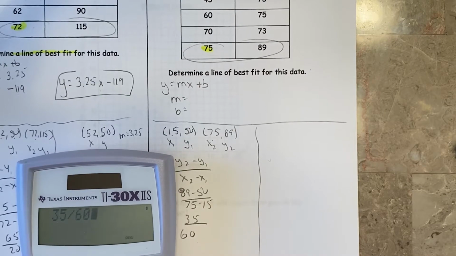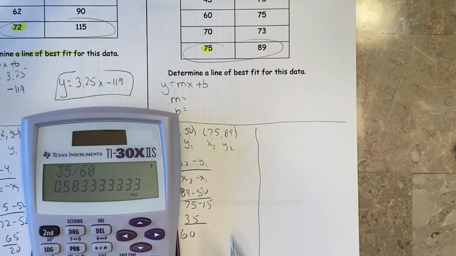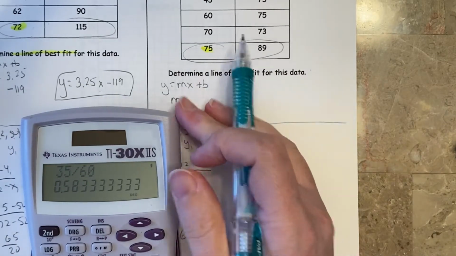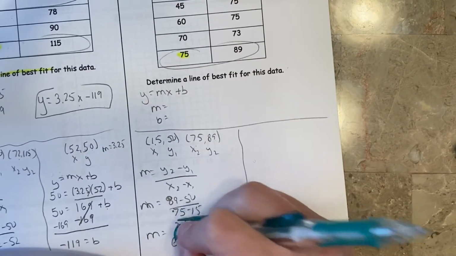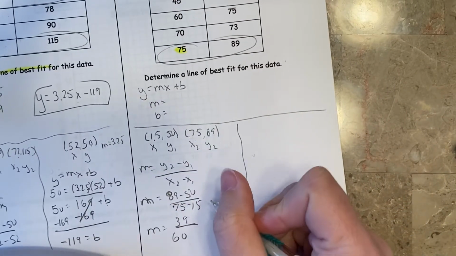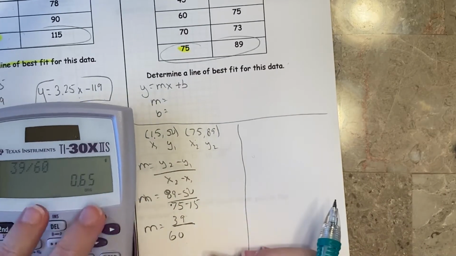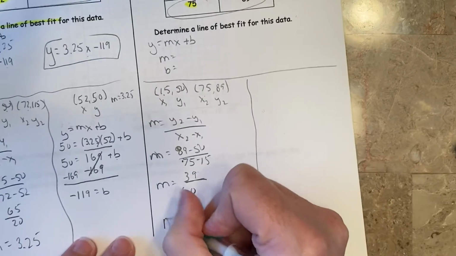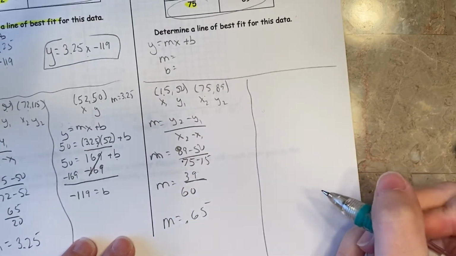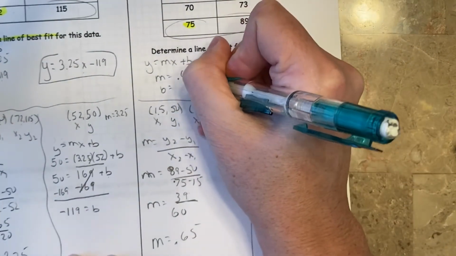35 divided by 60. All right, so here's where we have to round. Okay, I said 35, I meant 39. Sorry. So 39 divided by 60, 0.65. So now we're not rounding, that's even better. So 0.65, that is our slope.